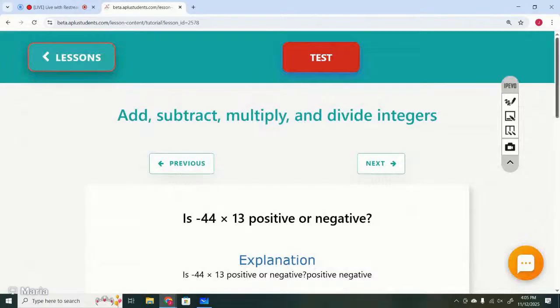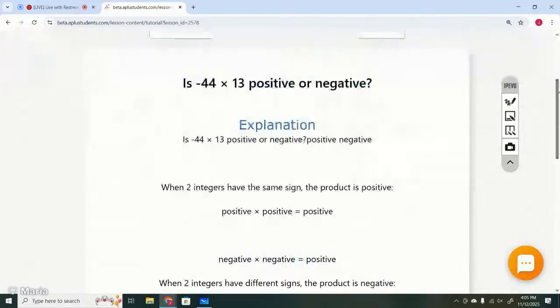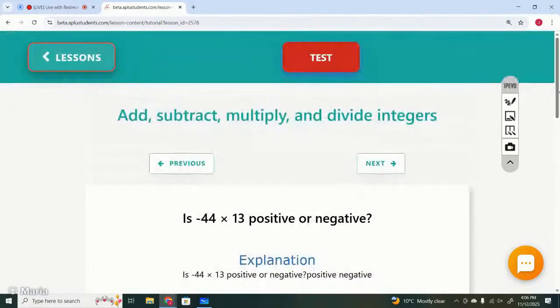Is negative 44 times 13 positive or negative? We need to keep the rules in mind. If the two integers have the same sign, the product is positive, right? And when two integers have different signs, the product is negative. Here you can see the two numbers have different signs. One of them is negative 44, the other one is 13. So the answer must be negative.